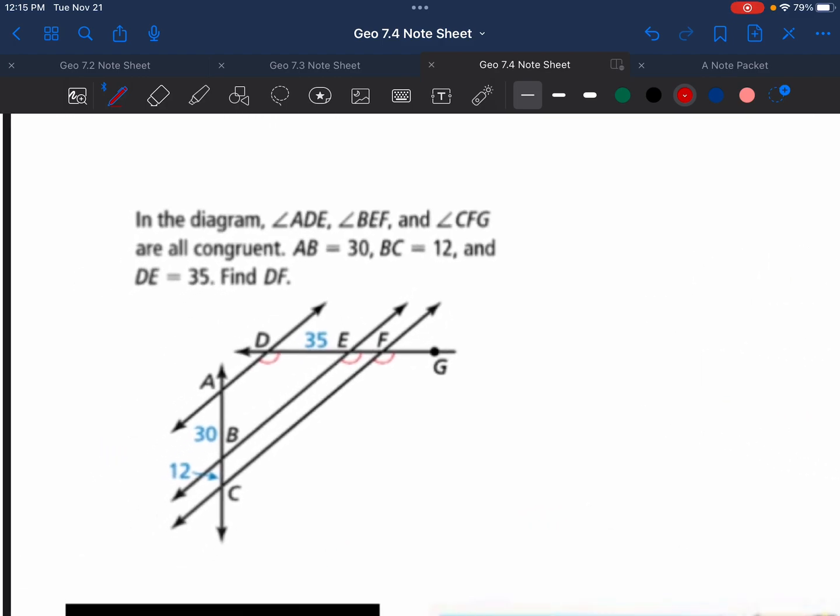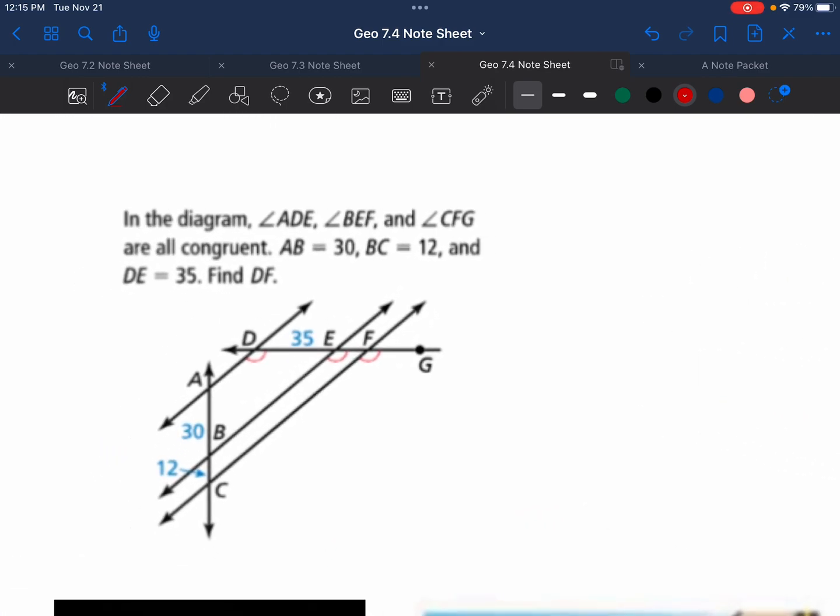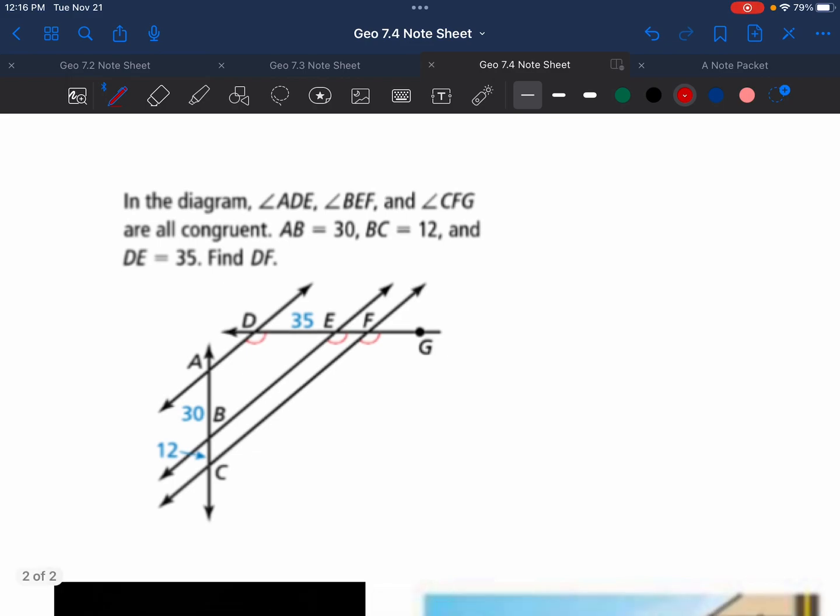In the diagram, angle ADE, angle BEF, and angle CFG are congruent. What does that mean? If you look at this line that they all share, they're all on DG. And that line cuts all three of these lines. If all of these angles are congruent, and those are all corresponding angles, congruent corresponding angles tells you that lines are parallel. So these three lines are parallel. Then we can use what we just learned above. If AB is 30, BC is 12, and DE is 35, find DF.